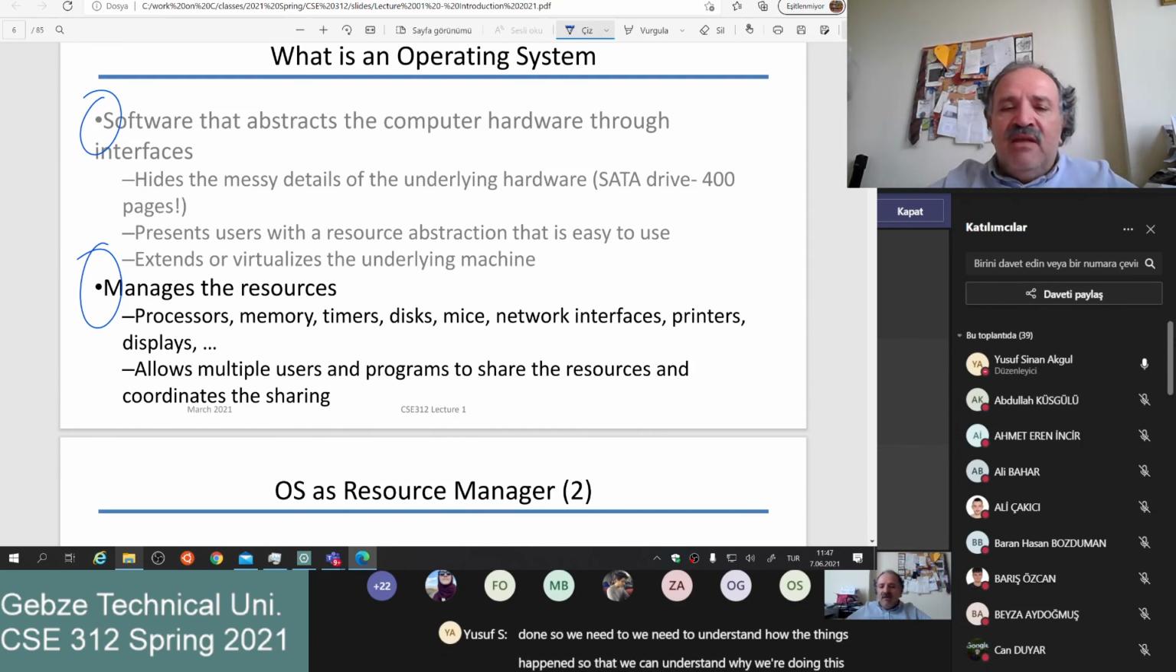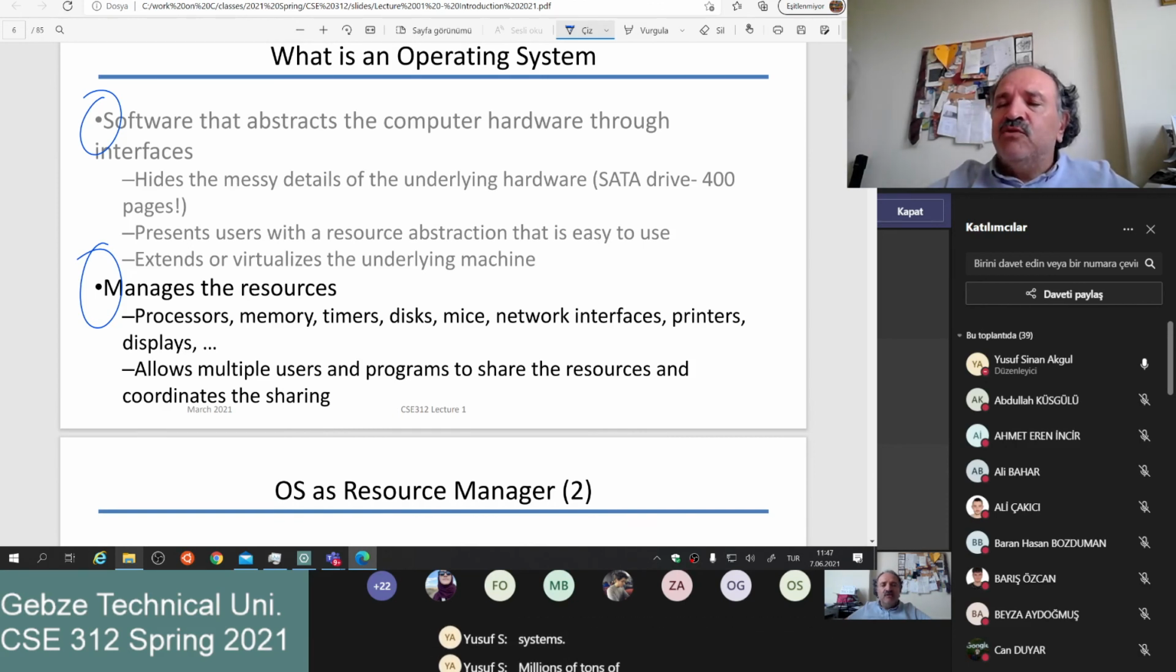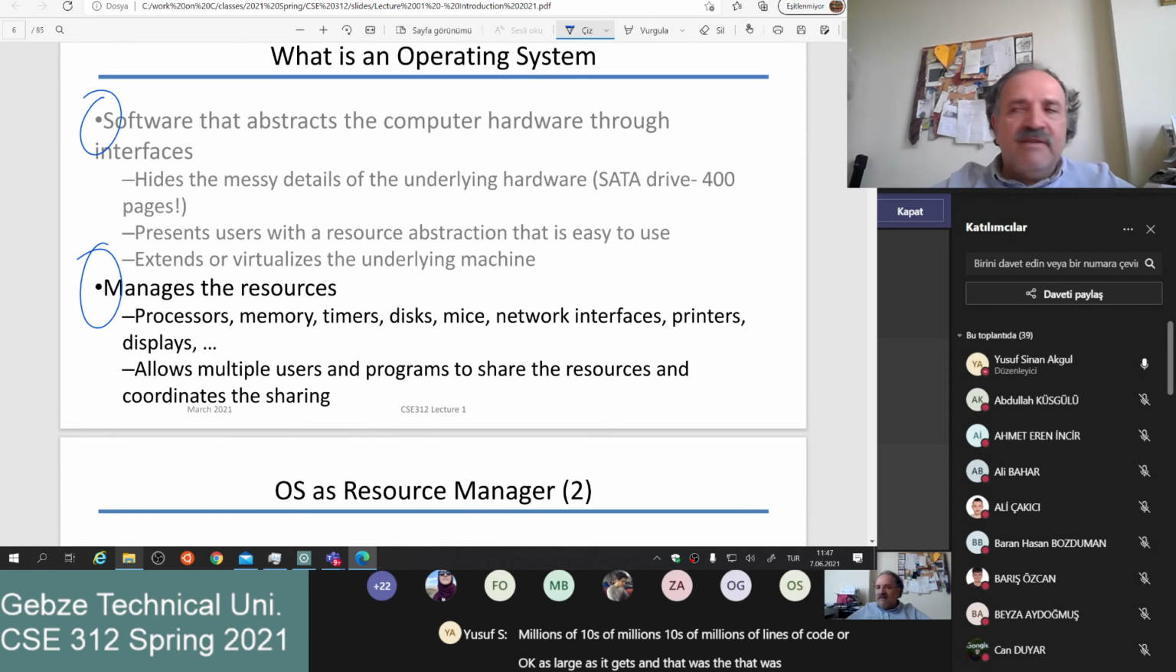so that we can understand why we are doing this kind of stuff in today's world. And finally, operating systems are large pieces of code, and this is a very nice opportunity to study those kinds of large code systems. Tens of millions of lines of code, as large as it gets, and that was another opportunity for us.